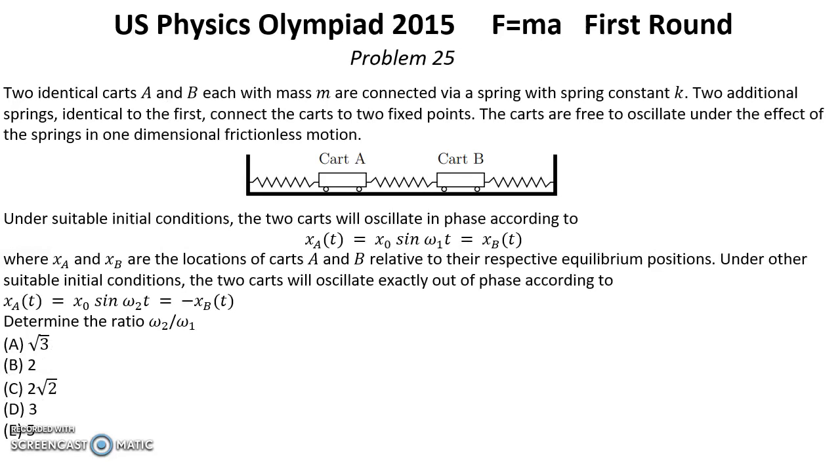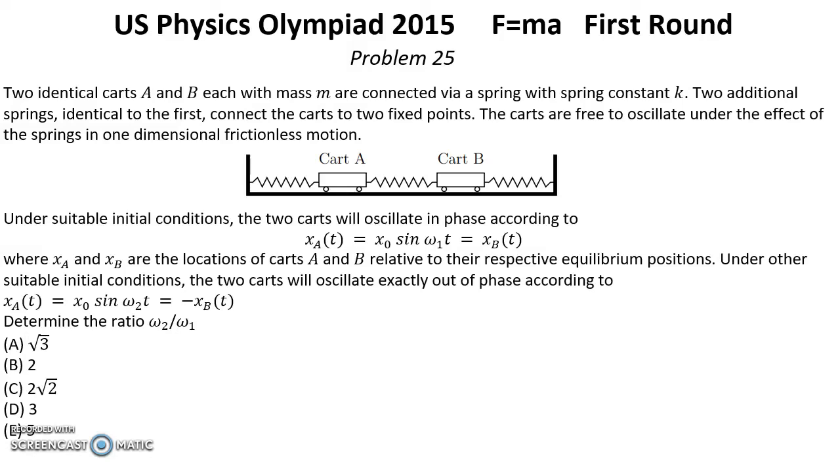Problem number 25. Two identical cards A and B, each with mass M, are connected via a spring with a spring constant K. Two additional springs, identical to the first, connect the cards to two fixed points. The cards are free to oscillate under the effect of the springs in one-dimensional frictionless motion.